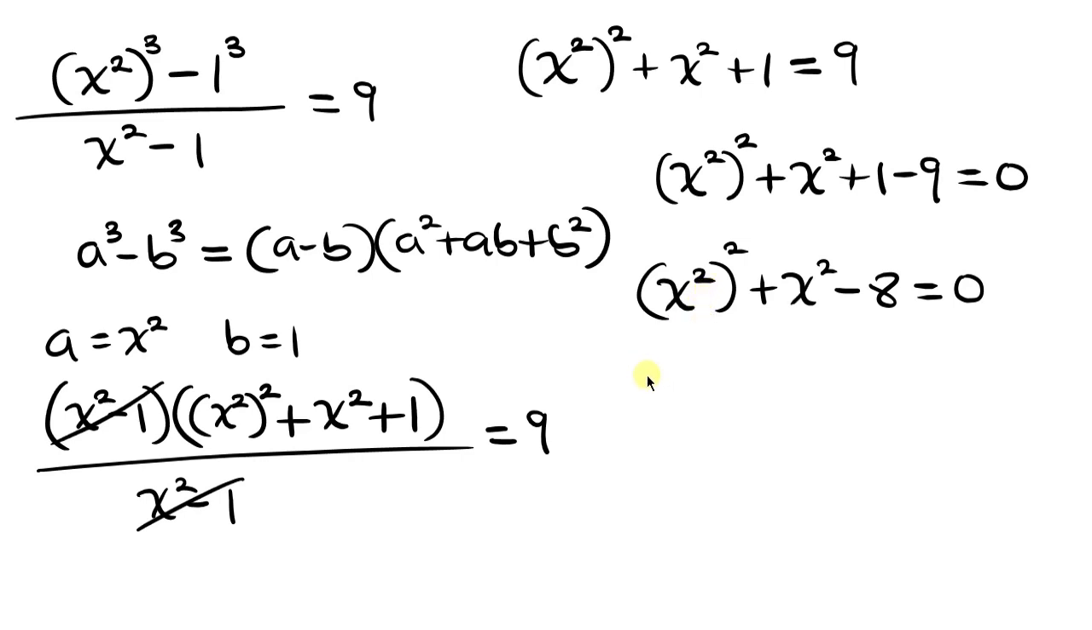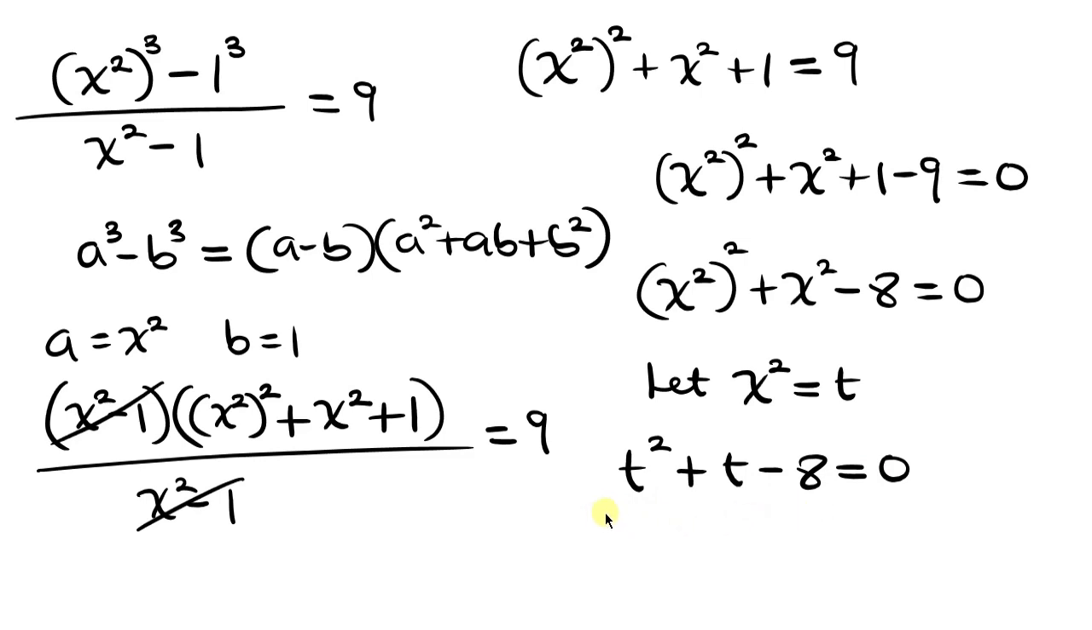So we can just say let x squared be equal to t. So wherever we see x squared, we're going to be putting t there. So this becomes t squared plus t, and then minus 8 equal to 0. Now you notice that this quadratic equation cannot be factorized. So we're going to be applying the quadratic formula to solve this. Let's do that on the next slide.